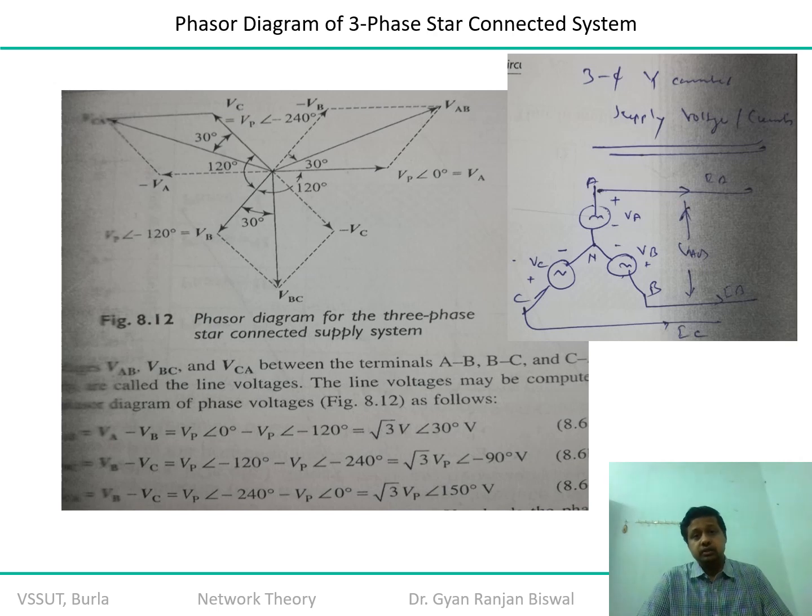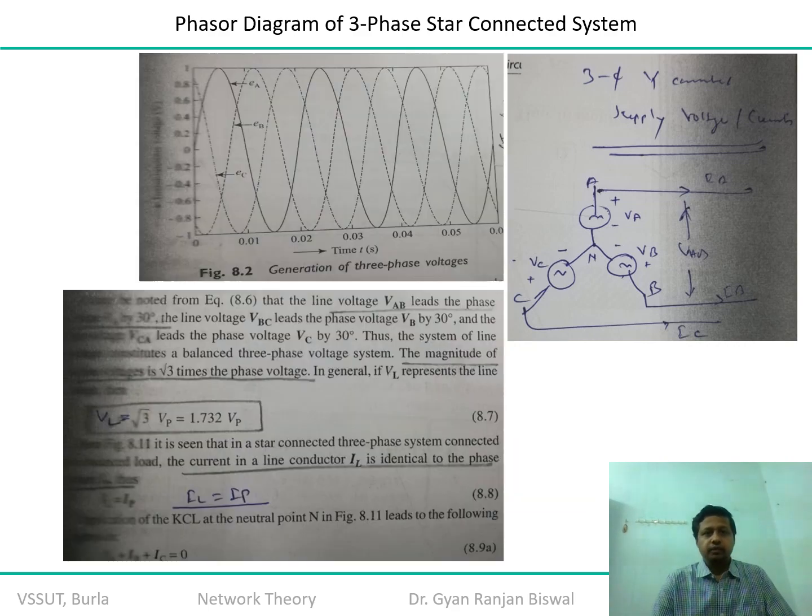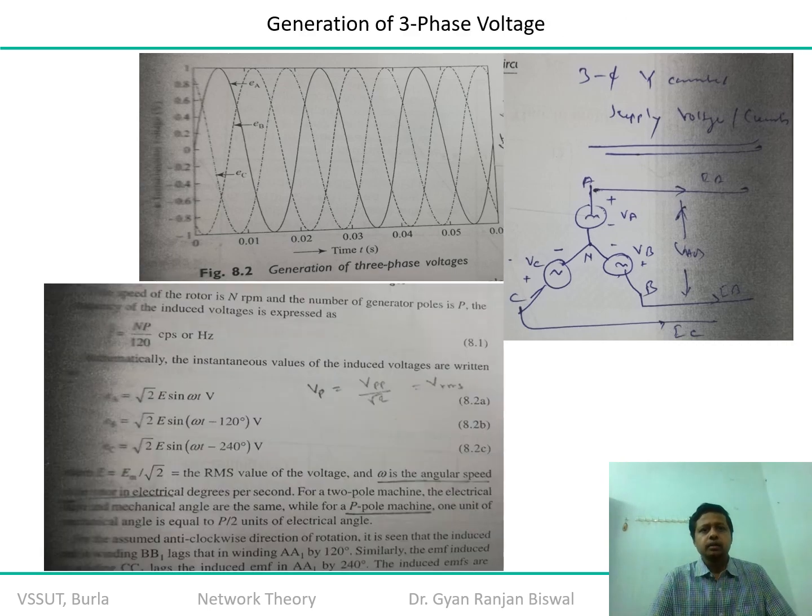Therefore, in a three-phase delta connection, or pi connection, what will happen? The line voltage will be equal to the supply voltage. Remember, in the case of the star connection, the line voltage is root 3 times the phase voltage. In the case of the delta connection, the line current will be root 3 times the phase current, as they complement each other.